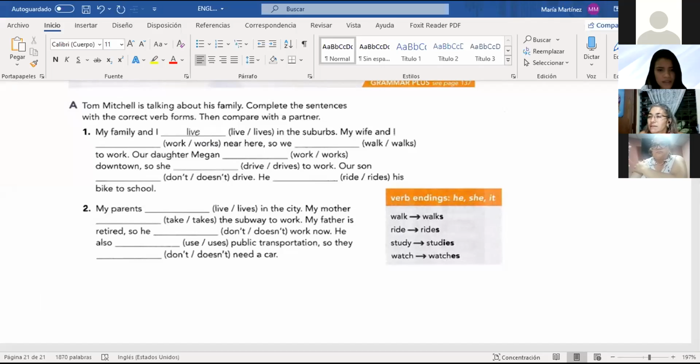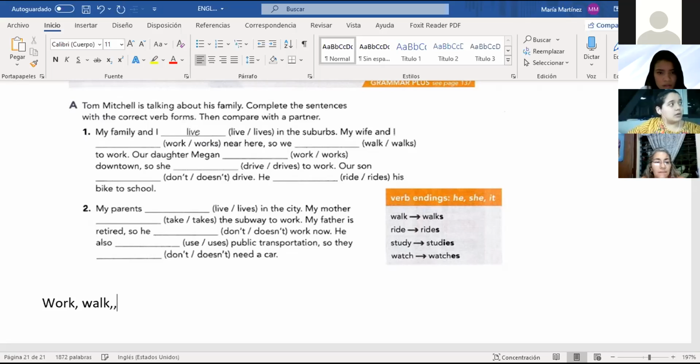My wife and I work. My wife and I live. Work. Works. Work near here. So we walk to work. Our daughter Megan works. My wife and I. Megan works. Sí, así. Walk. Sí, ya.